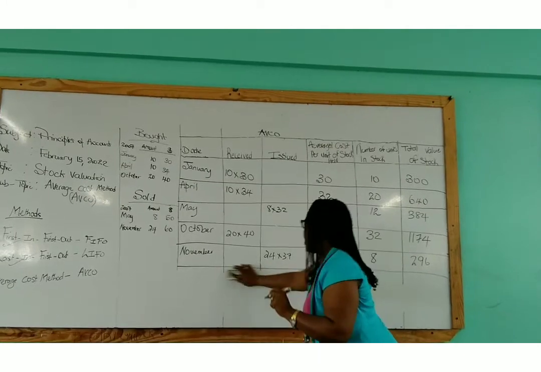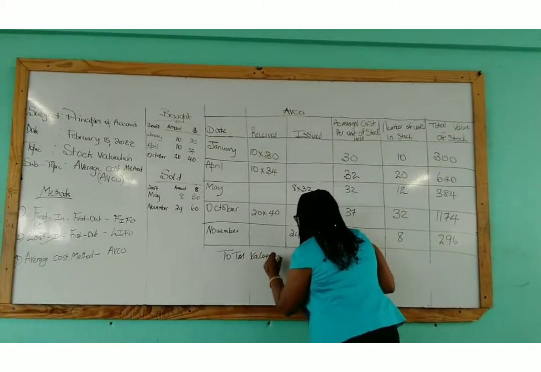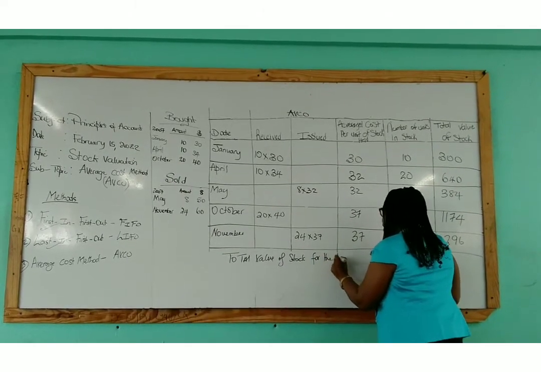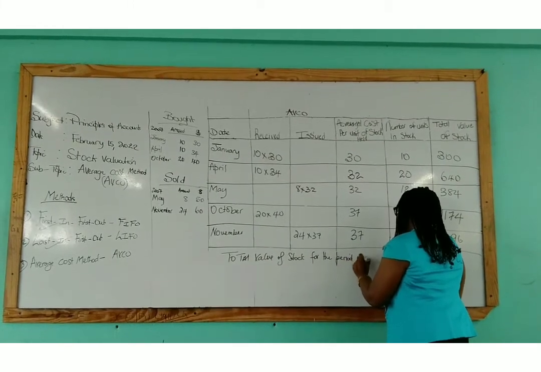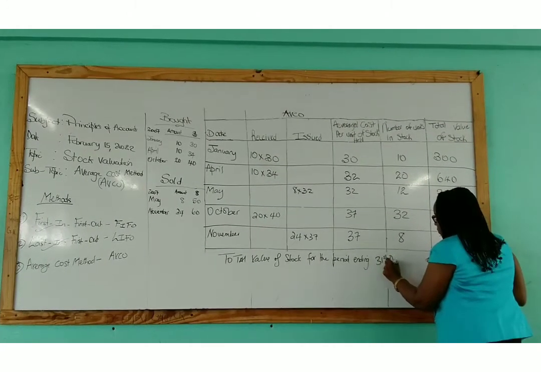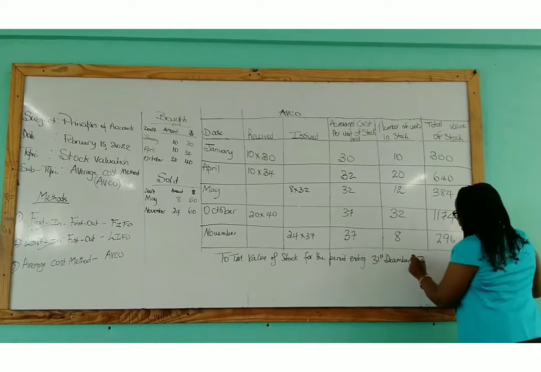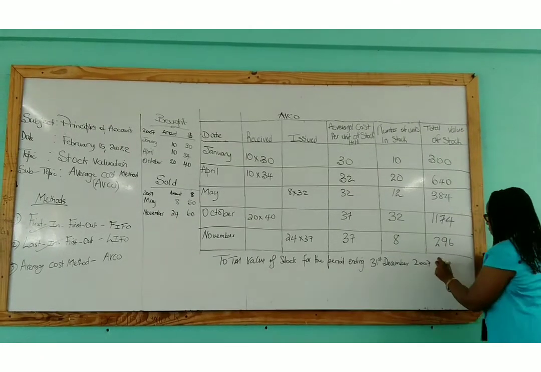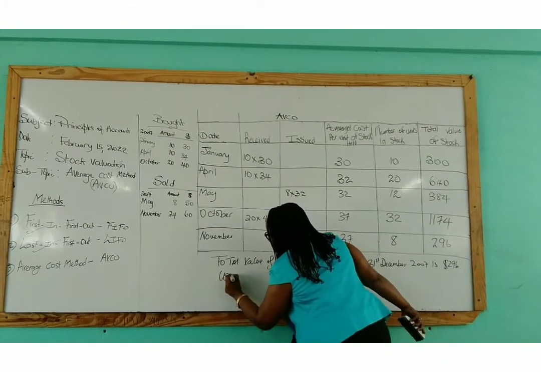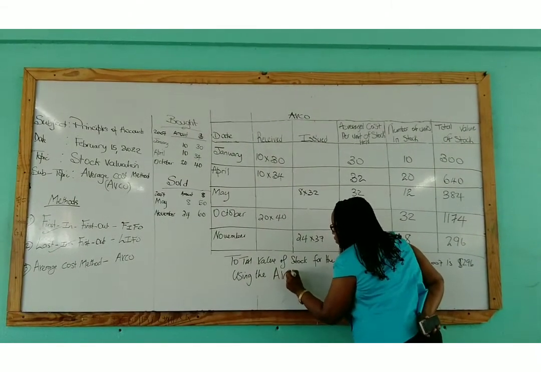So of course your narration would say total value of stock for the period ending 31st of December 2007 is 296 using the AVCO method.